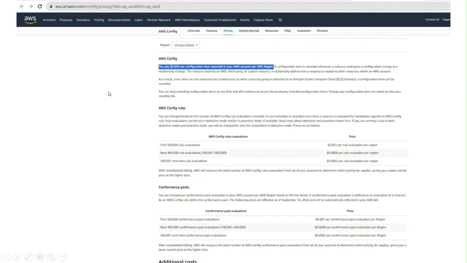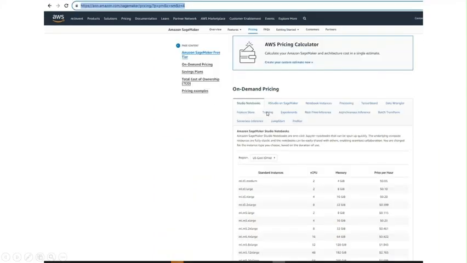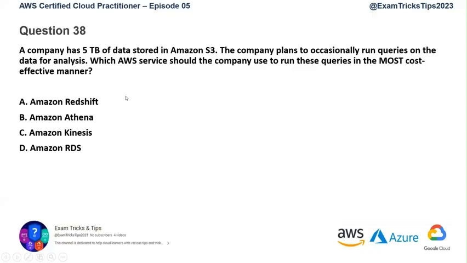The next one is for SageMaker. It's a machine learning service we have seen earlier, and here is the on-demand pricing, and basically it just tells you that it's not free. There is some cost associated with it. Yeah, that's it. That's it for this question. Let's move to the next question.